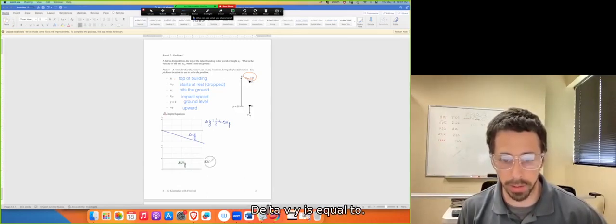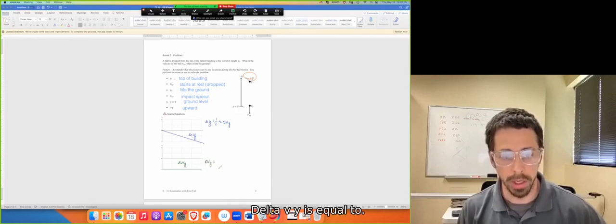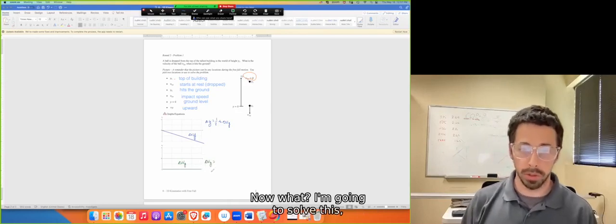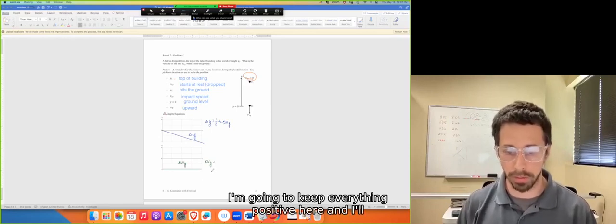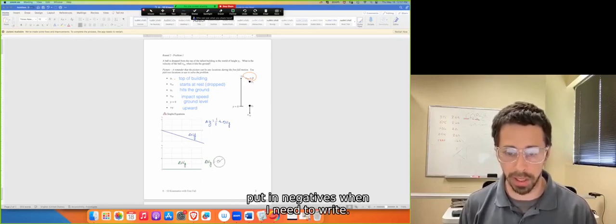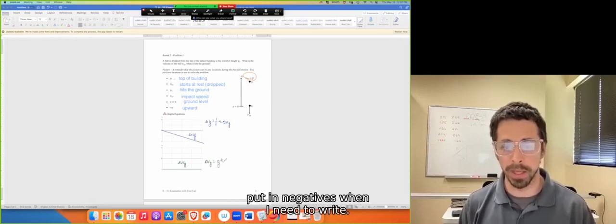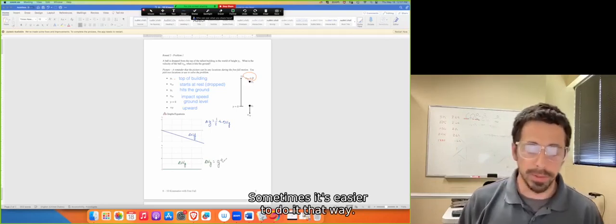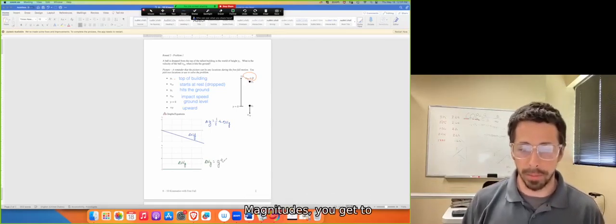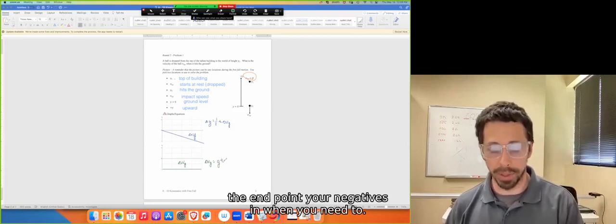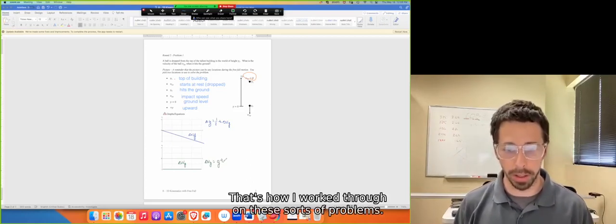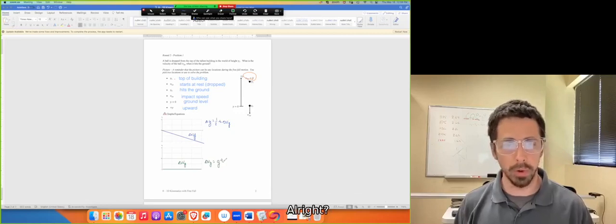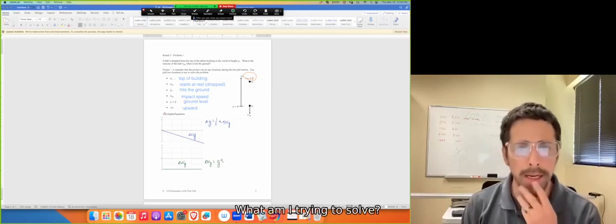Delta vy is equal to, now when I am going to solve this, I'm initially just going to put gt. I'm going to keep everything positive here, and I'll put in negatives when I need to. Sometimes it's easier to do it that way. Magnitudes, you get to the end, plug your negatives in when you need to. That's how I work through these sorts of problems. All right, what am I trying to solve?